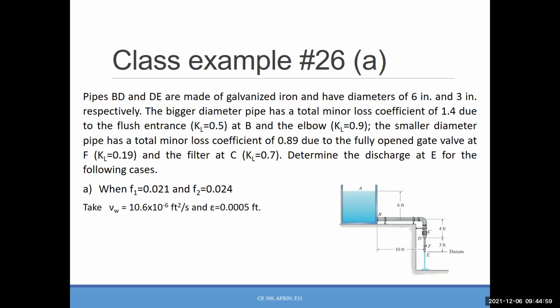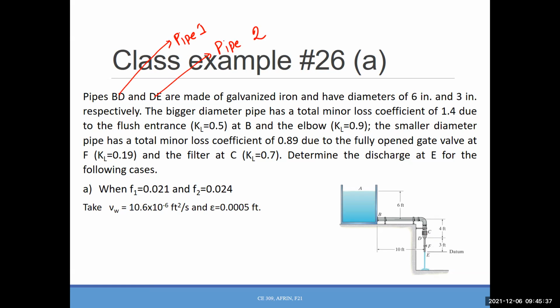Now, you already did this type of problems. You have a reservoir, you have a pipe, you need to find the flow inside the pipe. The only difference this time is that we have two pipes with two different diameters. Pipe BD, which I will name pipe 1, and we have pipe DE, which is pipe 2. And for each pipe, there are some minor loss sources.